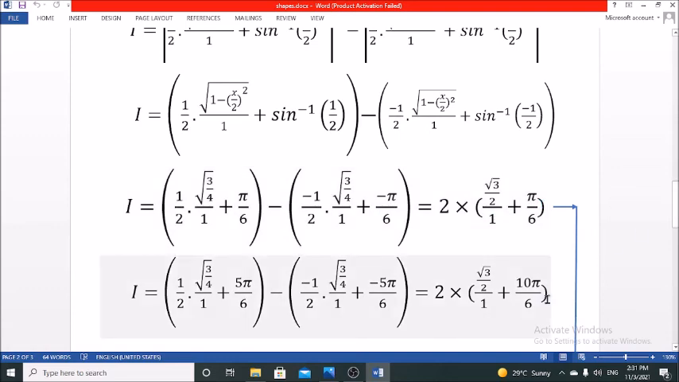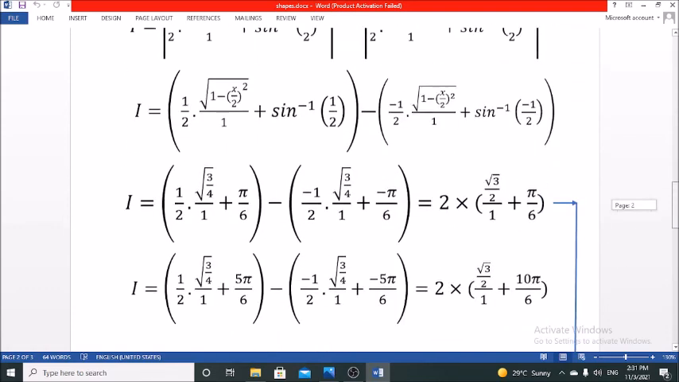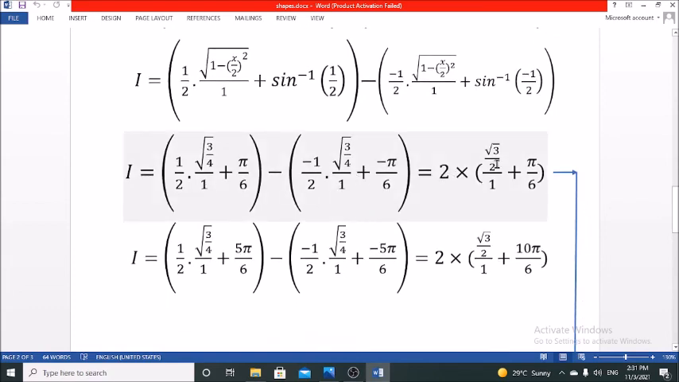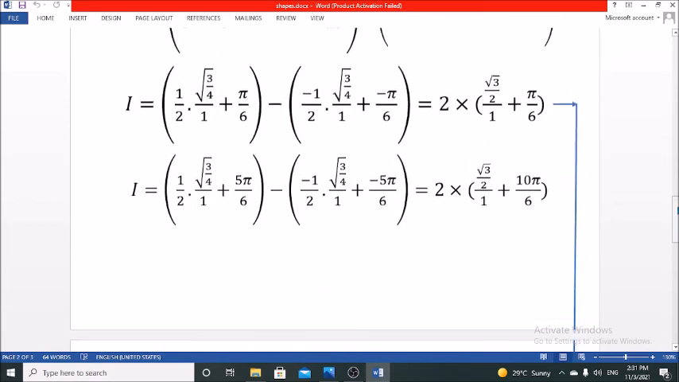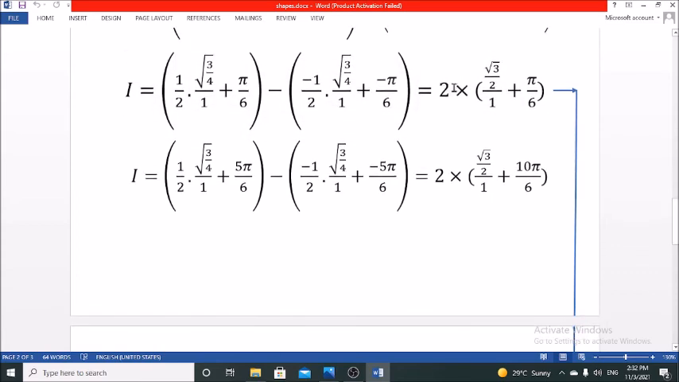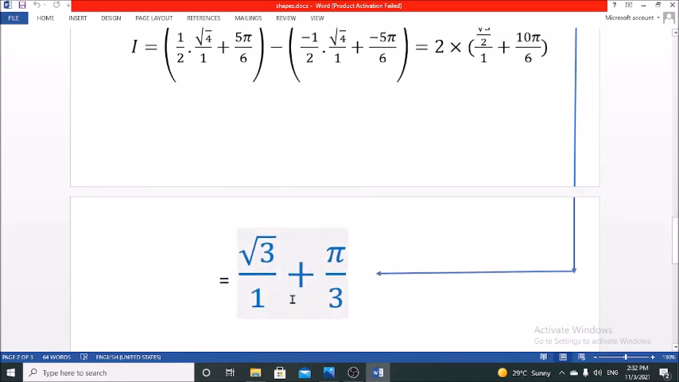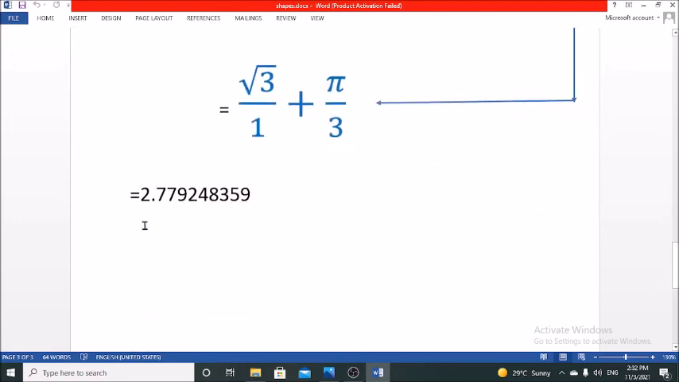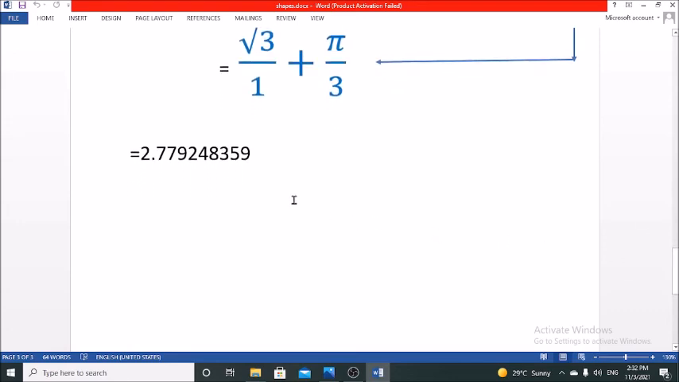So let's make it short over this and carry on our substitution. After substitution this integration would yield 2 times root 3 over 2 plus pi over 6. The 2 with the 2, and the 6 cancelled with the 2, would leave root 3 over 1 plus pi over 3, and using the calculator our solution is 2.7792 and so on, which should be the password of the Wi-Fi at that mentioned airport.